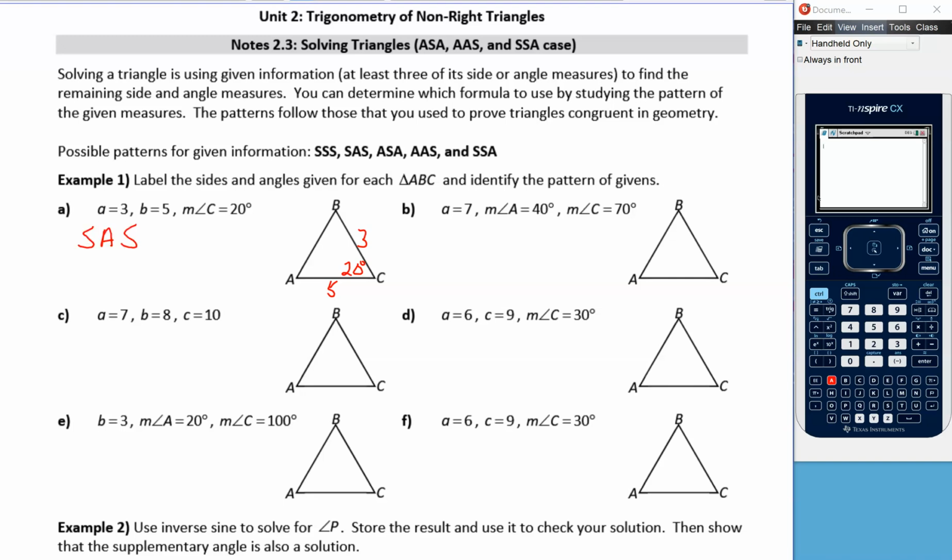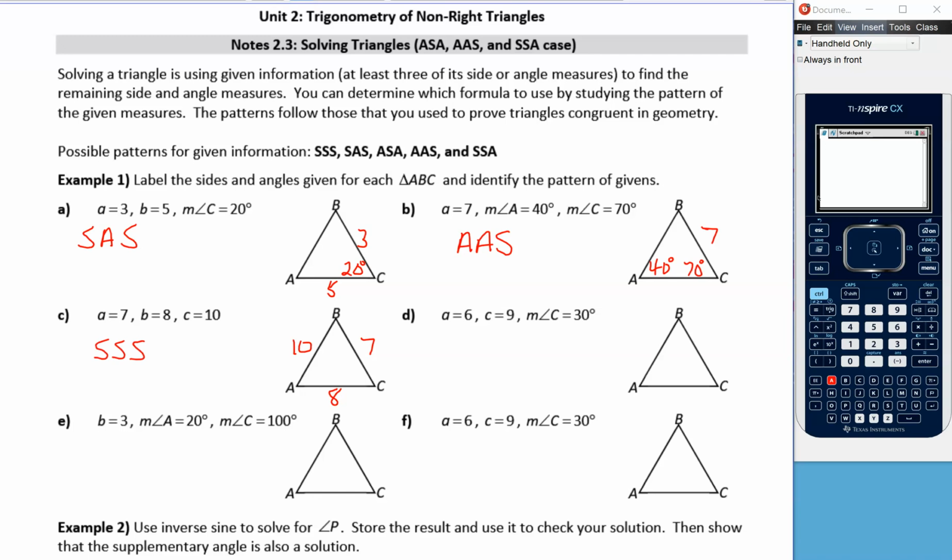In B, we have side A given, angle A, and angle C. This is an angle angle side pattern of givens because the two angles are given and the side not in between those two angles. In C, we have sides A, B, and C given. Since three sides are given, this is a side, side, side pattern of givens.